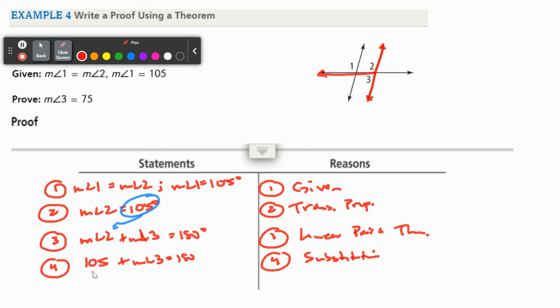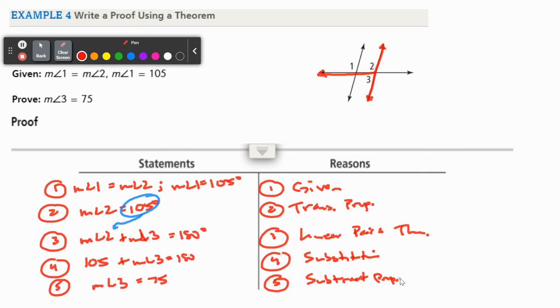And now you can see, if I get rid of that 105, if I subtract it away, I can do 180 minus 105. And when I do 180 minus 105, I will get 75. So step 5, by subtracting 105, we will get that the measure of angle 3 equals 75 degrees. And that is by the subtraction property. And there's our proof.